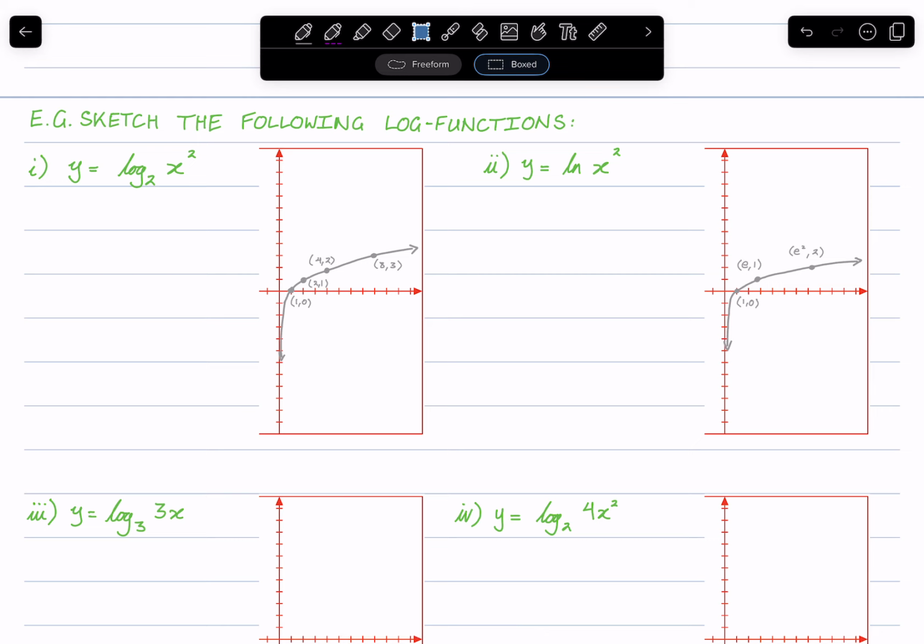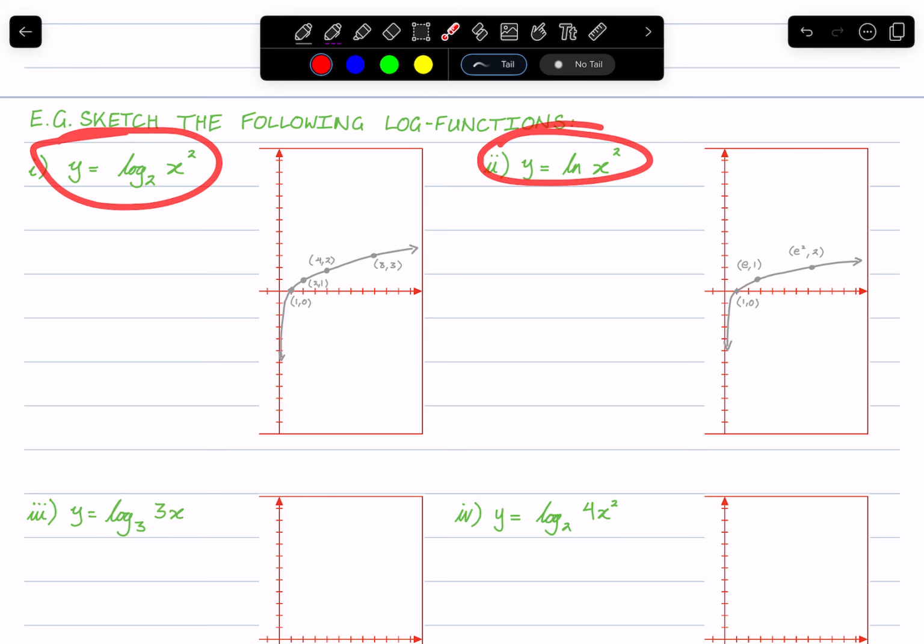Hello class, this is a continuation on the transformations of log functions. In this video, we'll be tackling these two examples.